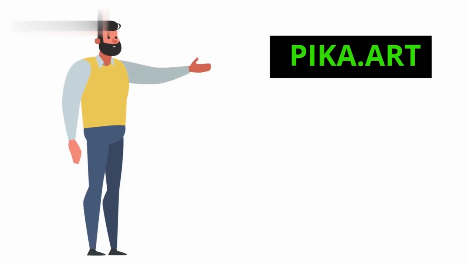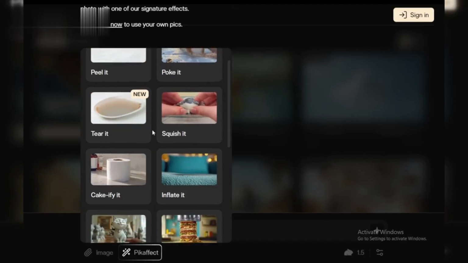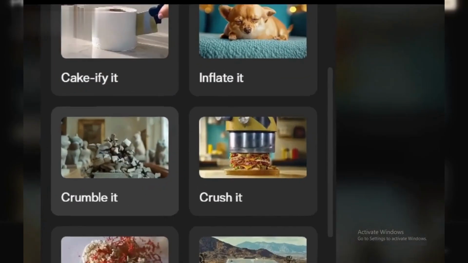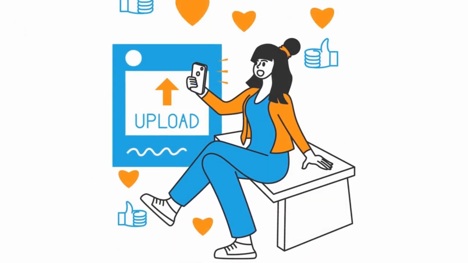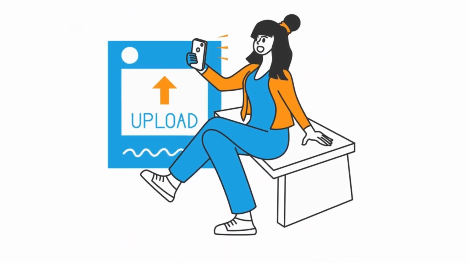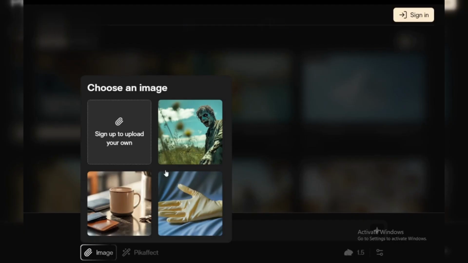Tool number 3: Pika.art. Last but not least is Pika.art, a tool made for adding artistic touches to your videos. Visit Pika.art, upload your image, and pick from their library of animated effects. Think glowing particles, dreamy transitions, or cartoon-like motion. It's all possible with Pika.